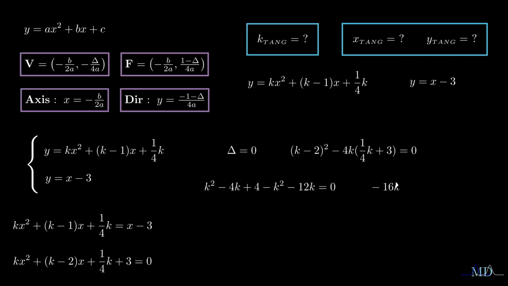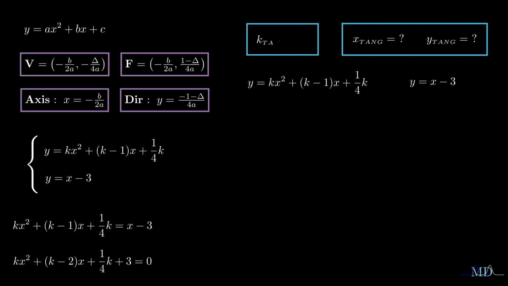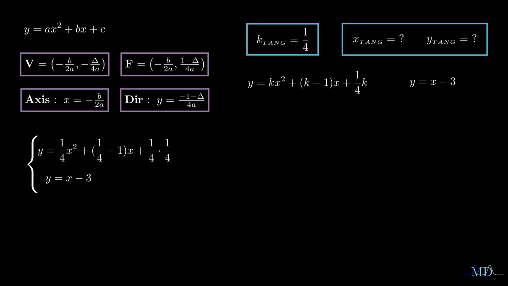We obtain an equation where the terms k squared cancel each other out. Therefore a first-degree equation in k. The solution is k equals 1/4. To calculate the coordinates of the point of tangency, we solve the system on the left, putting k equals 1/4 in the first equation. It yields the second-degree equation written down on the left.